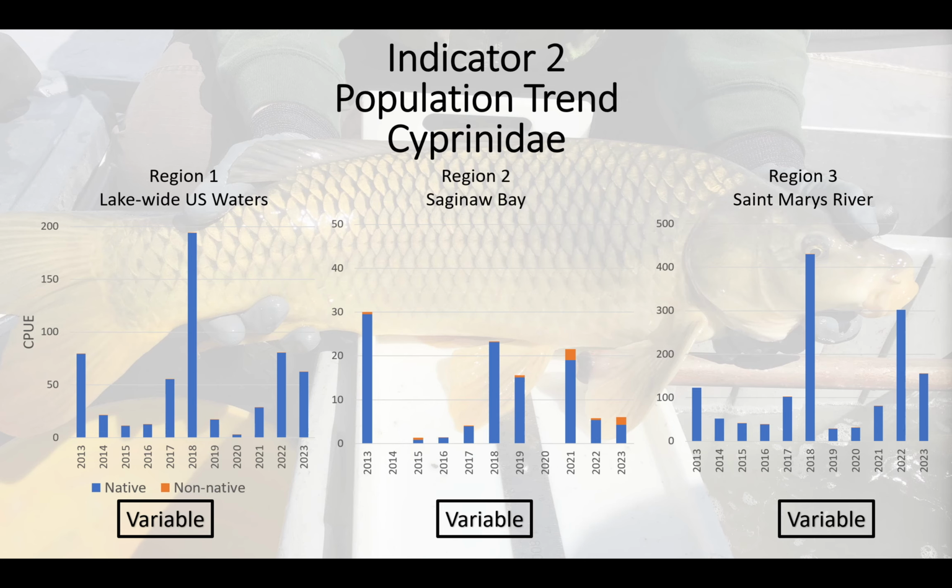Same thing for the Saginaw Bay. We have some high years, some low years, but ultimately we're not seeing any major increases or decreases in cyprinids. And then the St. Mary's River, the same thing. It's skewed a little bit by a couple of sampling events that capture large schools of shiners, but ultimately we're not seeing any major increases or decreases in cyprinids in the St. Mary's River.